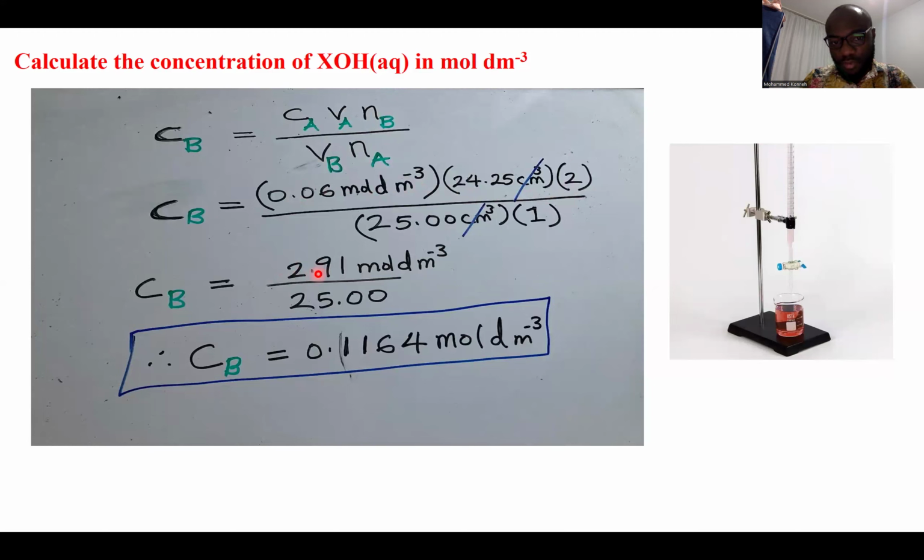We're going to get 2.91, and cm3 and cm3 are going to cancel like you see here, and we're going to count 25.1 and get 25. So if we divide them, we get 0.1164 mole per dm3. This becomes the concentration of the base.